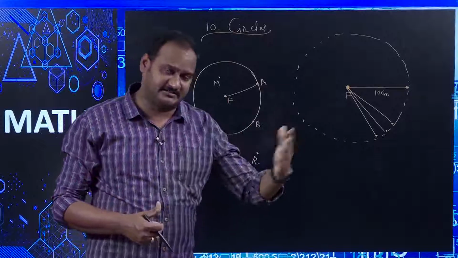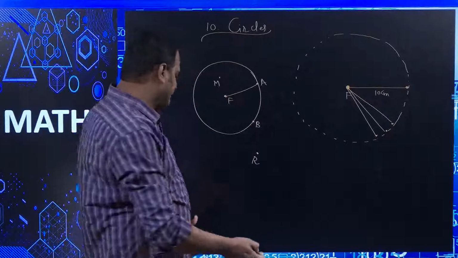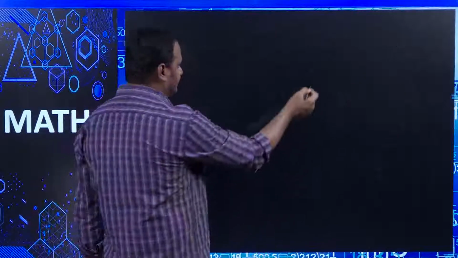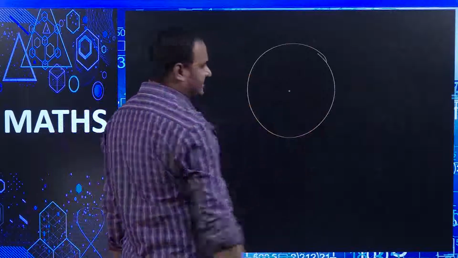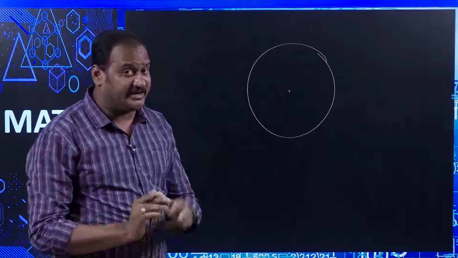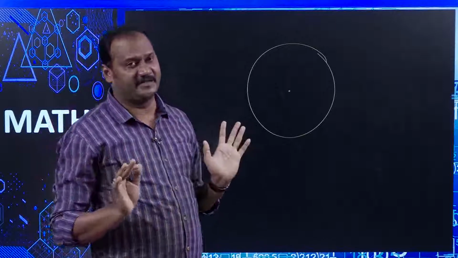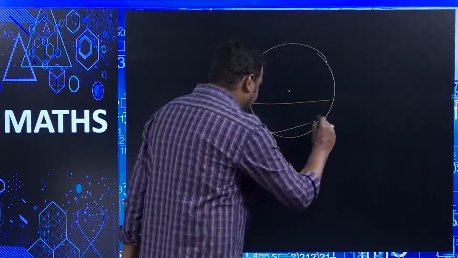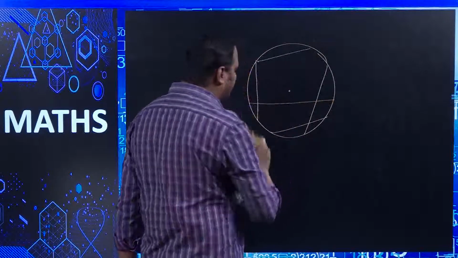We already learned properties of chords in grade 9. Just try to recall them. So, for example, I have a circle. This is one circle. And what do you mean by a chord of a circle? A chord of a circle is a line segment joining any 2 points on the circumference. So, this is one chord and this is another chord and this is another chord. Like that we can draw infinitely many chords.